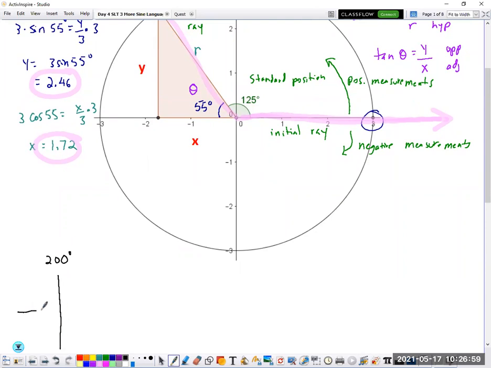So first I need to draw an XY axis. Those of you who have two color writing instruments, it's nice to have two colors. We're going to start on the initial ray. We're going to rotate counterclockwise. Hey, Claire, are you there? Yes. All right, so if I rotate to this point, how many degrees is that? 90. To here, how many degrees is that? 180. So I just need to go a little further, right?